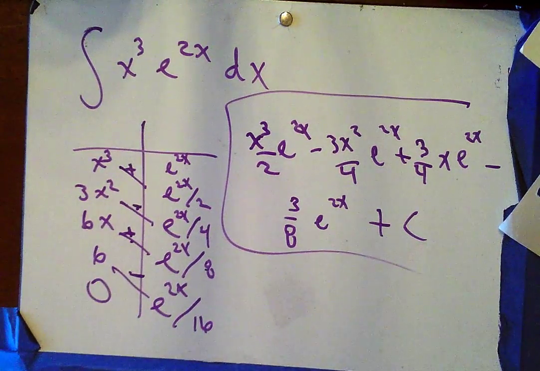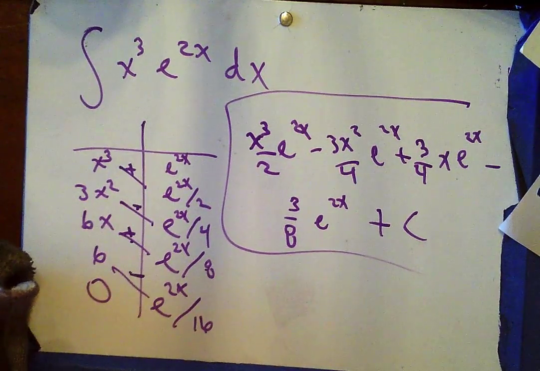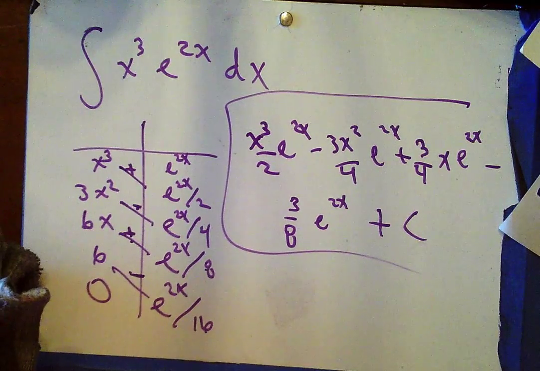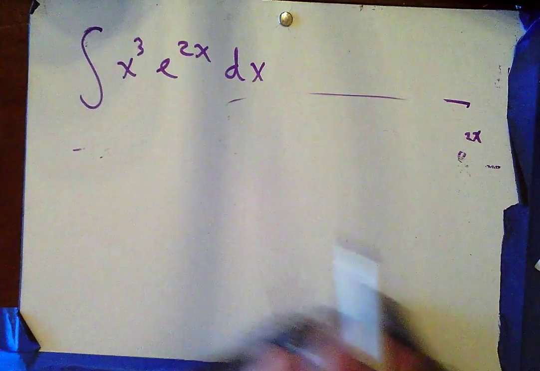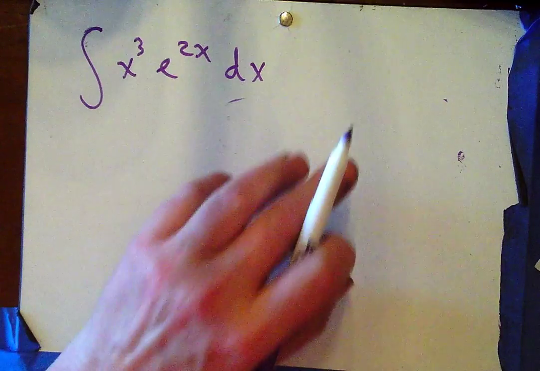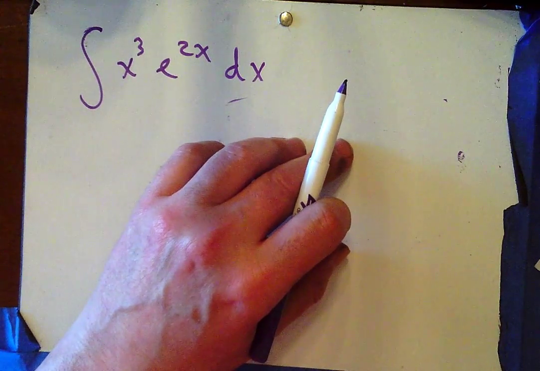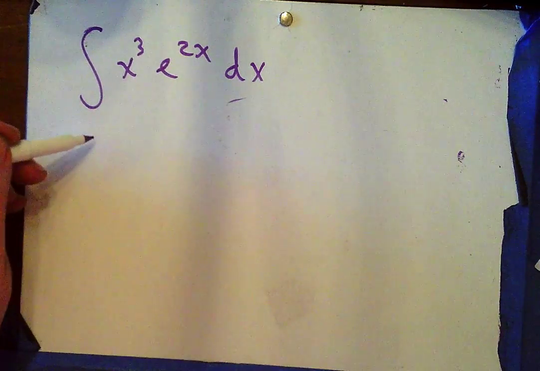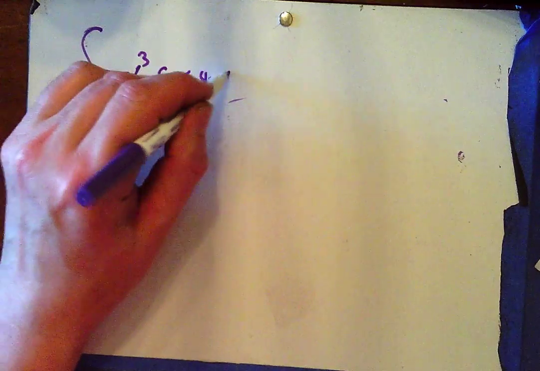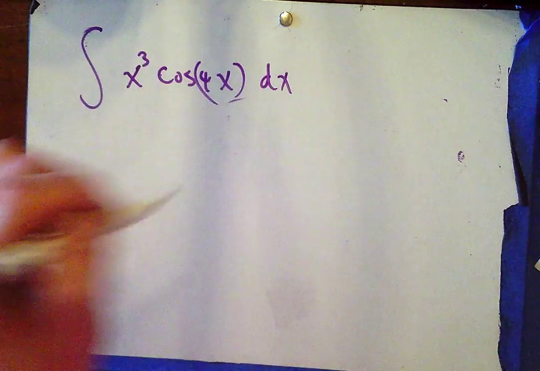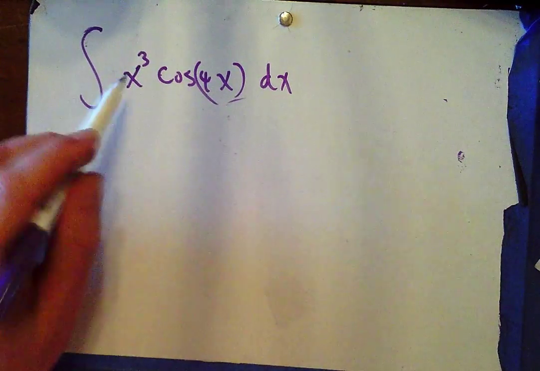All right. Yeah, tabular. It'll be big one day. I would so much prefer to do tabular here than by parts, because I'd have to do by parts 4 times, and I don't want to do by parts 4 times. How about you do one more? And we'll have x to the third cosine 4x dx. Yeah, give it a try.